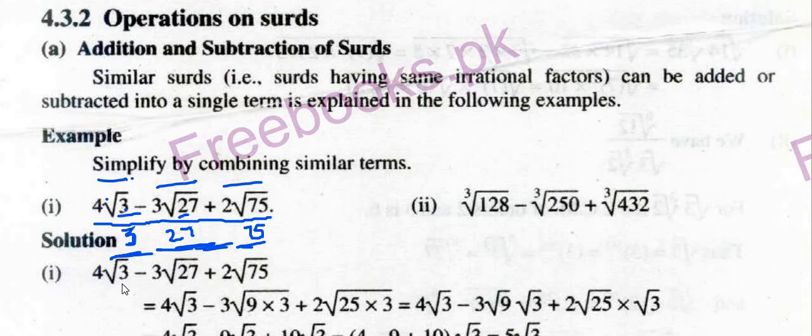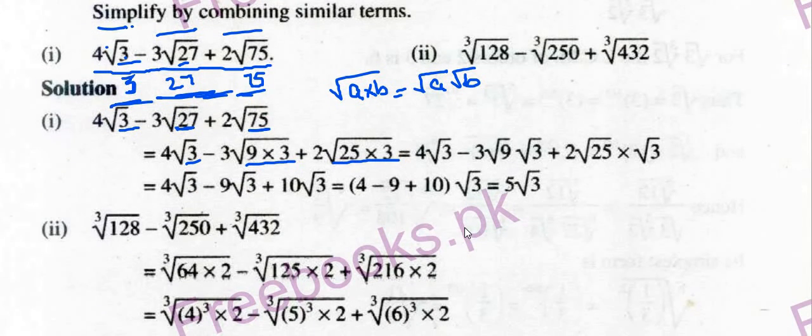We can write 3 as 3, we can write 27 as 9 multiply 3, we can write 75 as 25 multiply 3. Now separate these: 4 square root of 3 minus 3 square root of 9 multiply 3. We can write square root of a multiply b equals square root of a times square root of b. So we can split them now. There is a surd common to all these terms. Take it as common in this step.